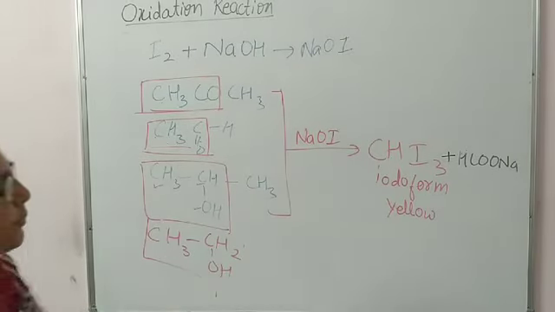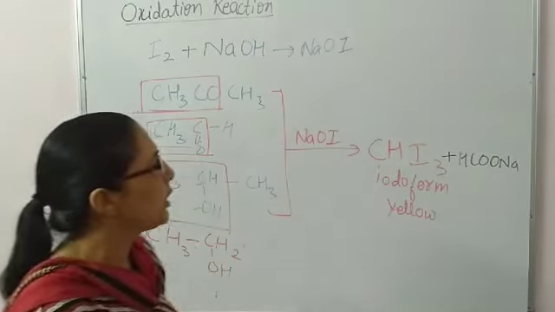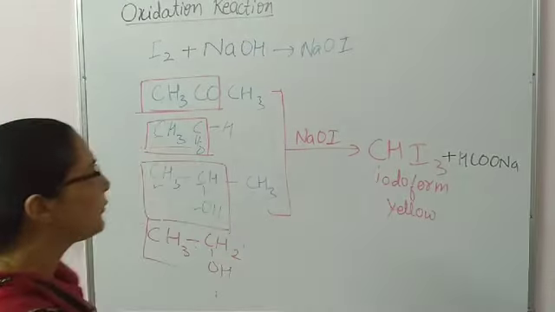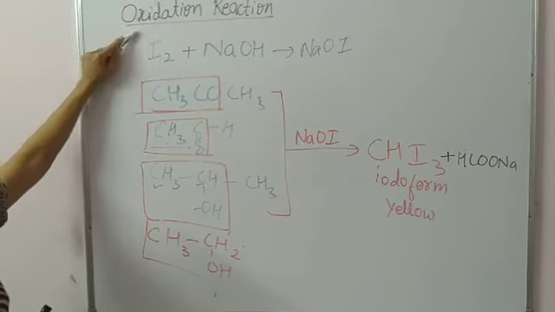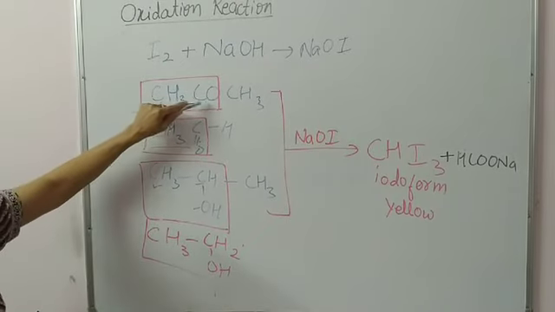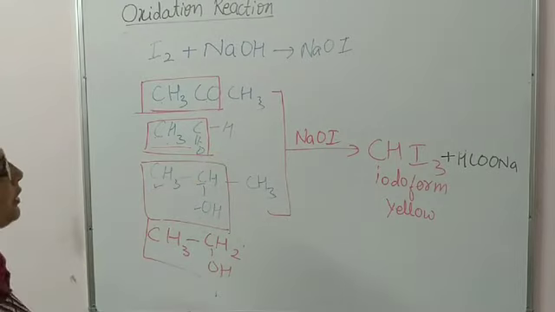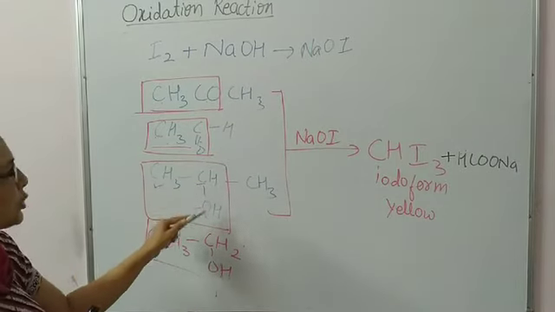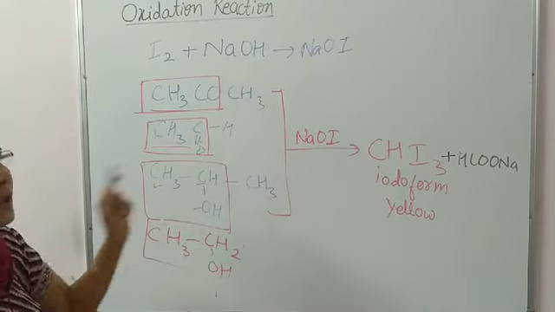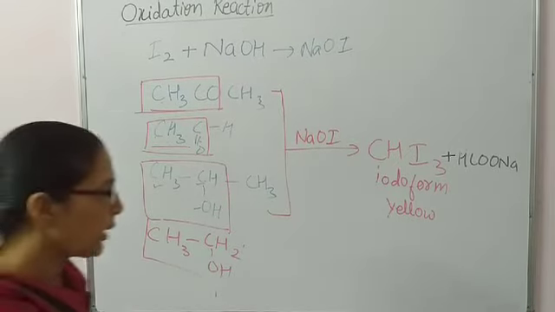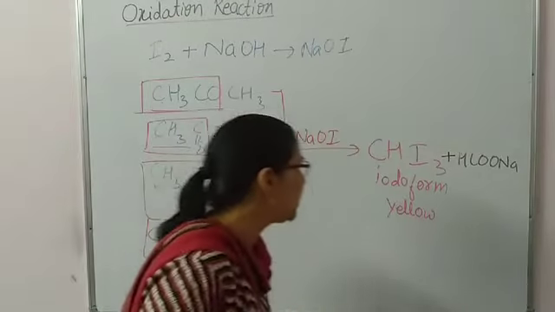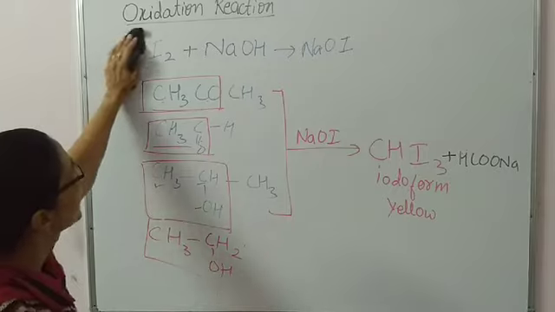The major point of interest is the yellow colored iodoform. Please note down in your notes the common features in the iodoform test: an alpha methyl group in ketone, an alpha methyl group in aldehyde, and the CH3CHOH group present in alcohol. They will react with NaOI and give a yellow colored precipitate.